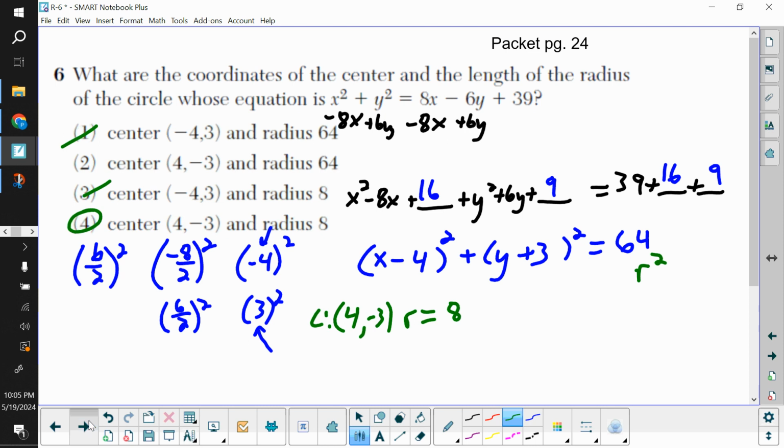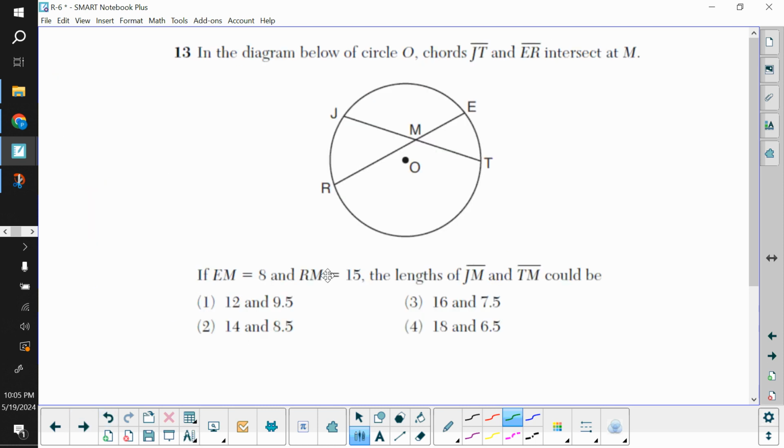Okay, so on page 24, going to the next one, we've got that EM is 8. We've got RM is 15. And we want to know what could the lengths of JM and TM be. Well, we know that from what we had in the green packet and during this unit, our setup for this is just part times part equals part times part. So 15 times 8 is just going to be whatever JM times MT is.